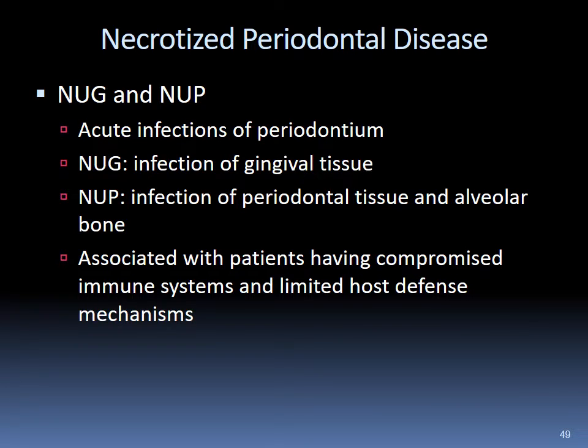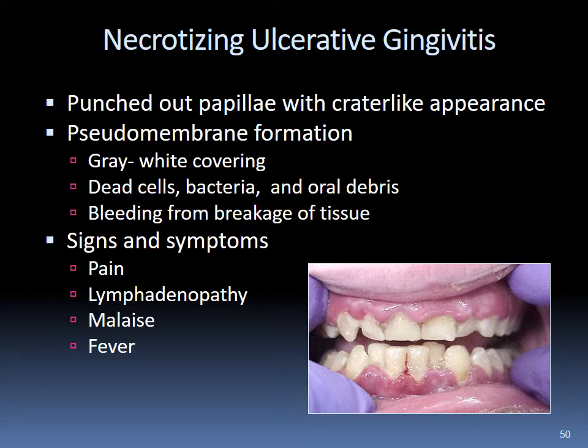There are two periodontal necrotizing diseases, one of the gingiva and the other of the periodontium. These are acute infections that are commonly associated with patients suffering from a compromised immune system that limits the host defense mechanisms of the body. Necrotizing ulcerative gingivitis resembles punched-out, cratered papillae, and a pseudomembranous formation of gray-whitish matter that consists of dead cells, bacteria and oral debris covers the gingival tissue. Bleeding, pain, lymphadenopathy, malaise and fever are all common symptoms.